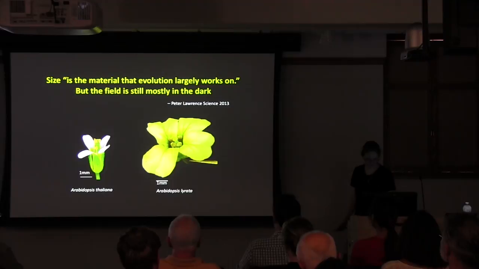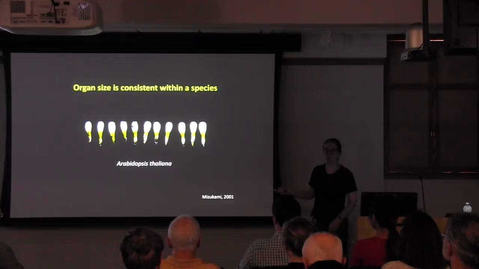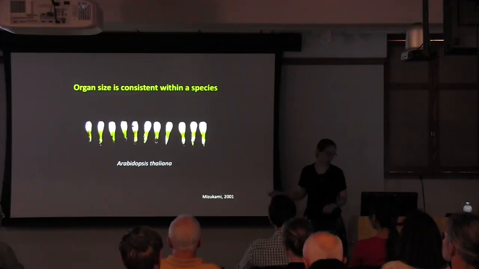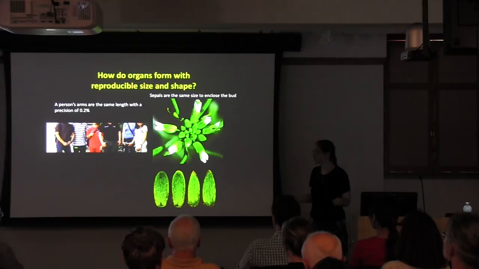Within a single species, size is very consistent. So these are Arabidopsis thaliana petals, and you can see they're all the same size and shape. When we're thinking about plants, we think about floral organs as petals, sepals, stamens, carpels. So one of the fundamental questions is, how do organs form with a reproducible size and shape? This is a very broad question. It applies to us humans, and it applies to plants.